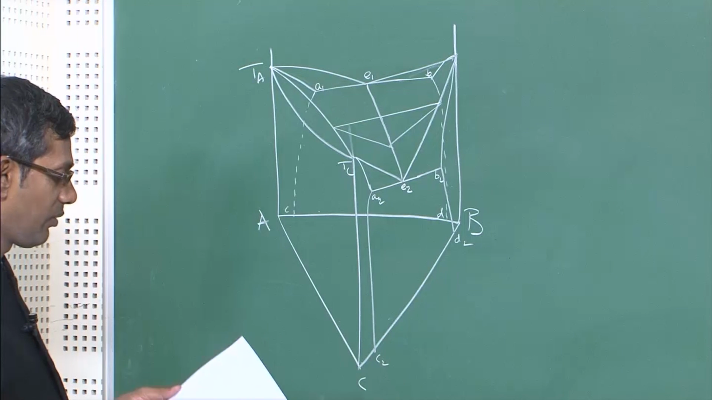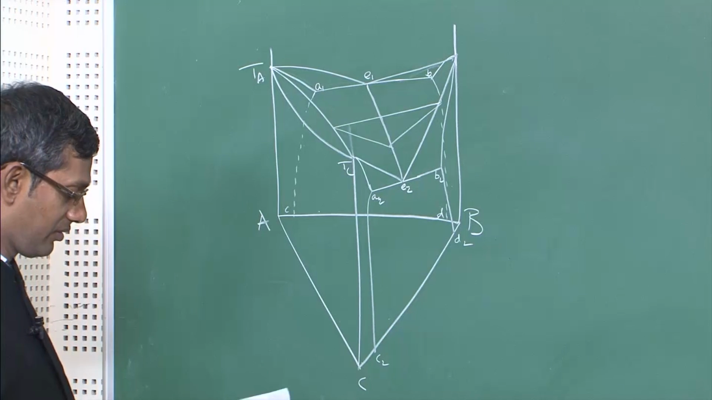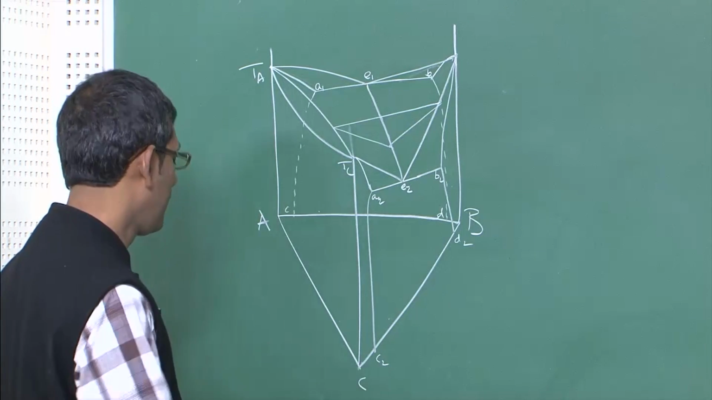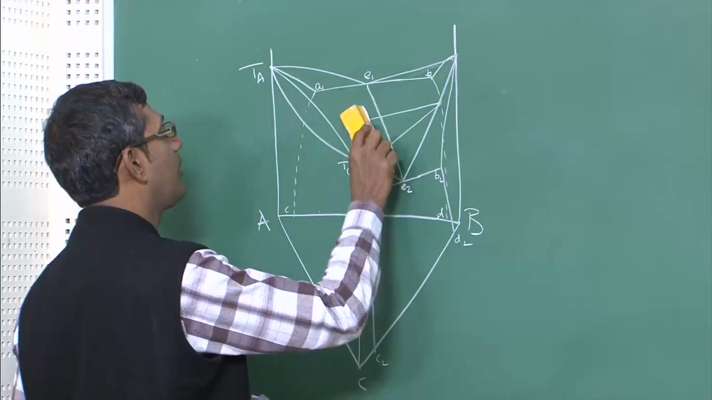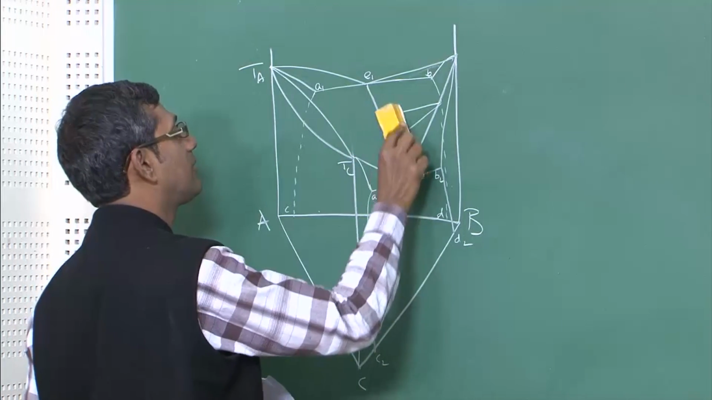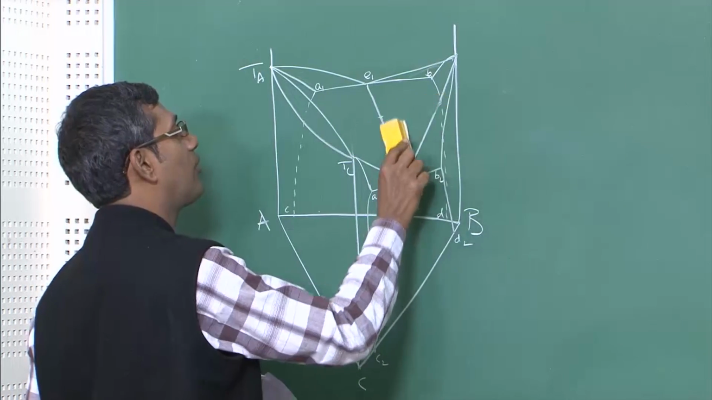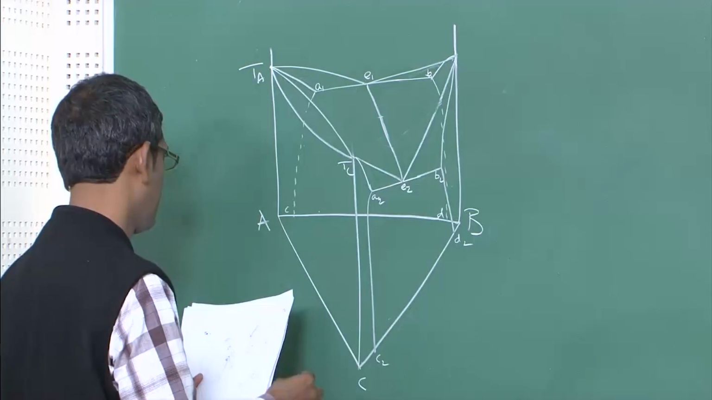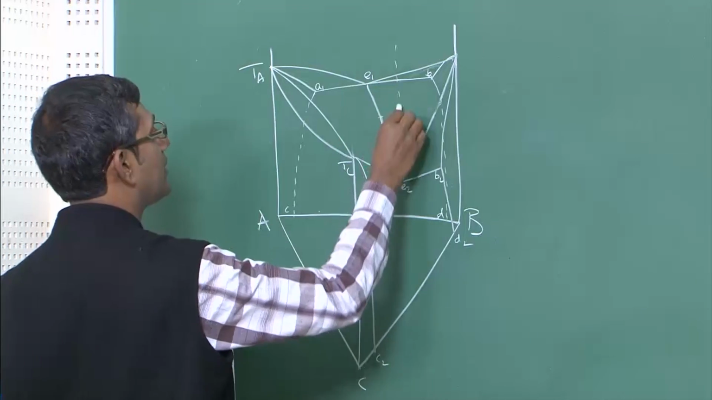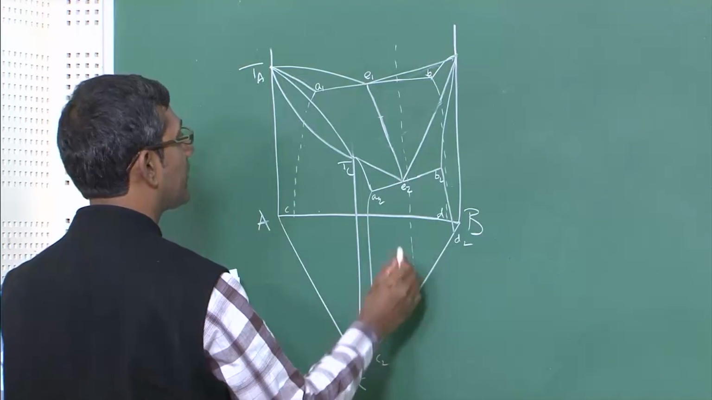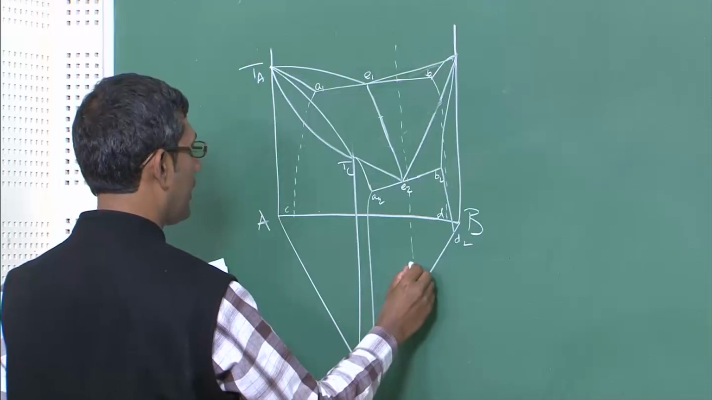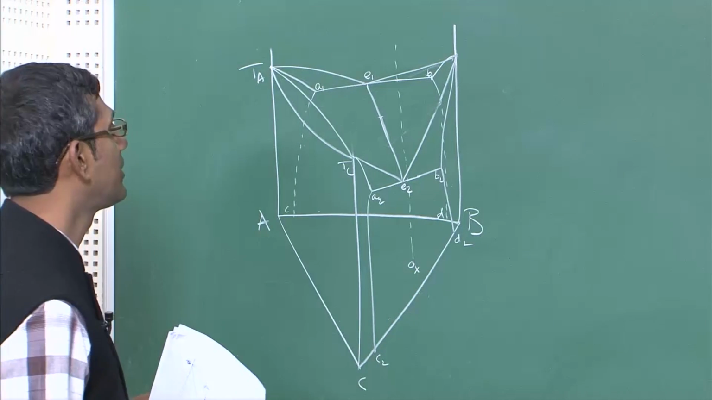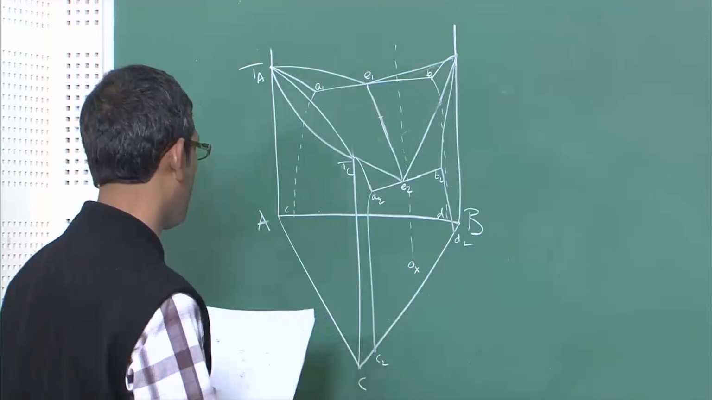Let me just see where I have kept it. What I am going to do is remove this one. This is what I drew in the last class. Let me remove this one and draw the composition X. Let us suppose the composition is given by this point X. This is your X, and we are going to discuss the solidification of this alloy. Now, what is going to happen?